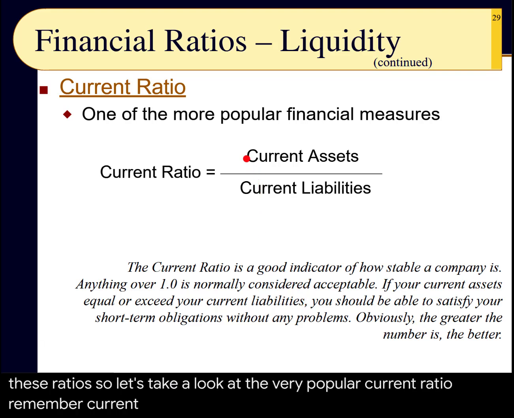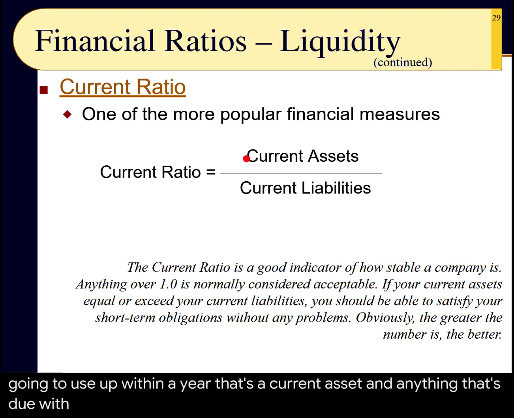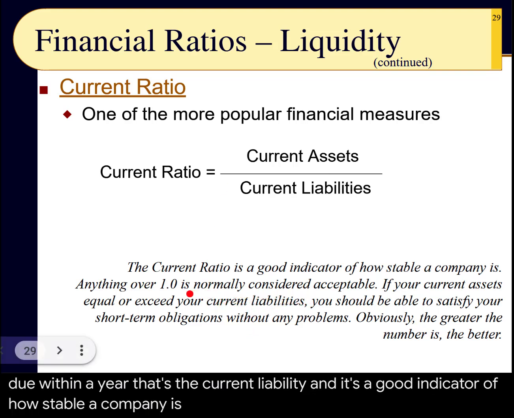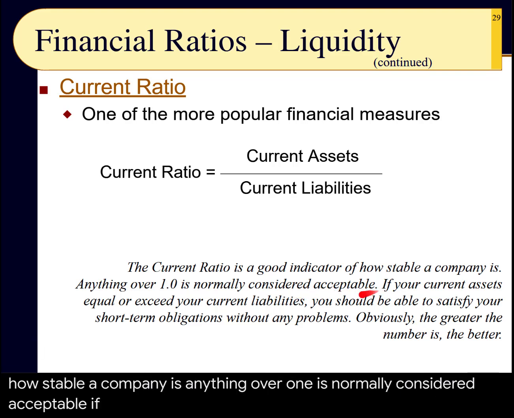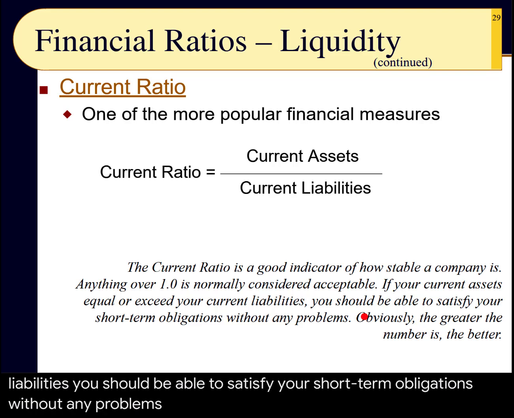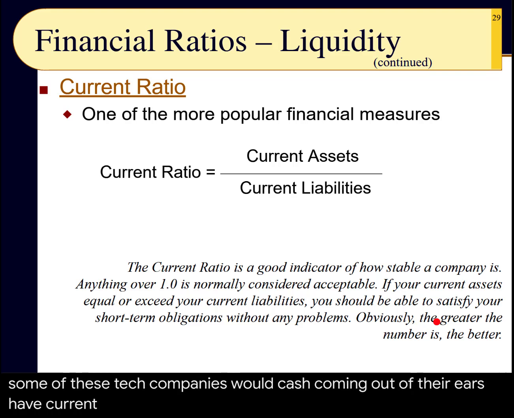Remember, current assets, current liabilities. The accountants say anything that's due within a year, we're going to use up within a year, that's a current asset, and anything that's due within a year, that's a current liability. And it's a good indicator of how stable a company is. Anything over one is normally considered acceptable. If your current assets equal or exceed your current liabilities, you should be able to satisfy your short-term obligations without any problems. Obviously, the greater the number is, the better. Some of these tech companies with cash coming out of their ears have current ratios in the hundreds.